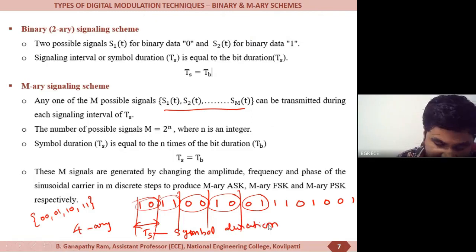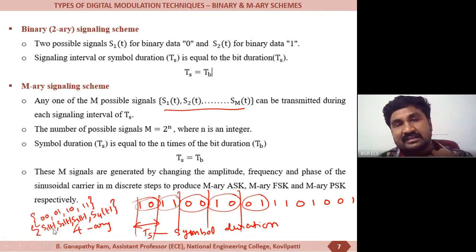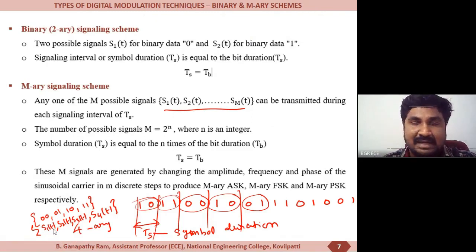For 0 0, the symbol S1 of t is transmitted. For 0 1, S2 of t is transmitted. For 1 0, S3 of t is transmitted. For 1 1, S4 of t is transmitted. This is how the M-array transmission scheme takes place.